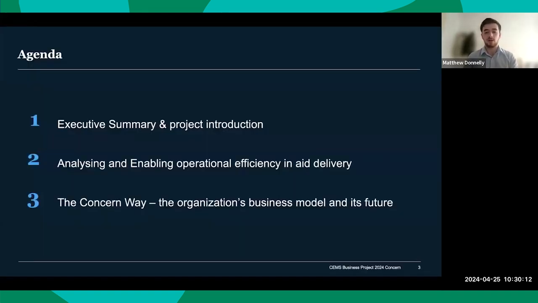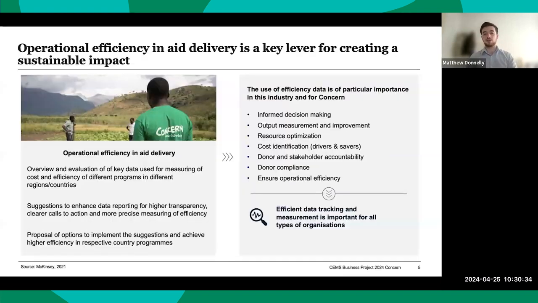Briefly looking at the agenda, first of all, we're going to introduce the project itself. Then we're going to move on into analyzing and enabling operational efficiency in aid delivery. And finally, I'm going to pass you over and we're going to discuss the Concern Way, the organization's business model and moving forwards. This project was split into two sections.